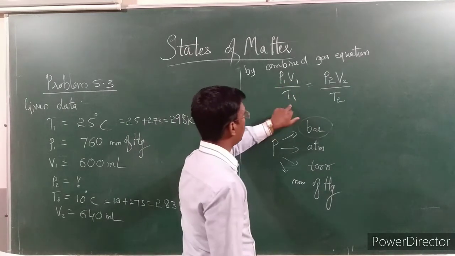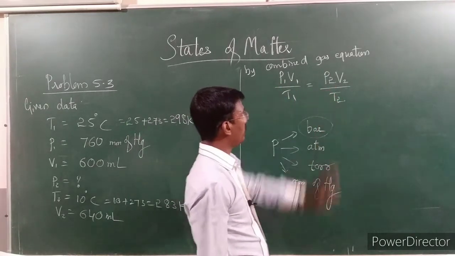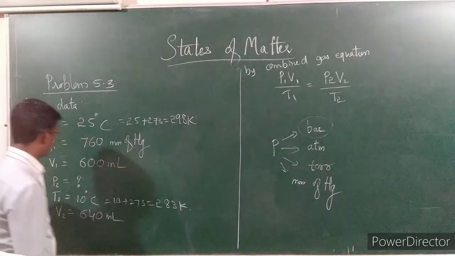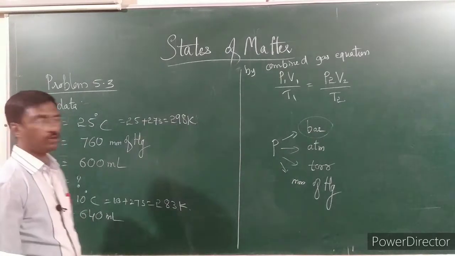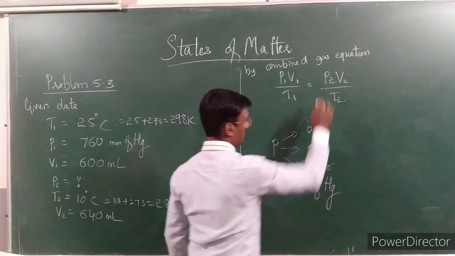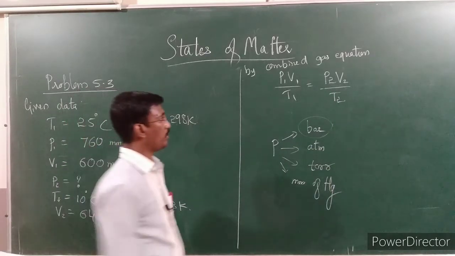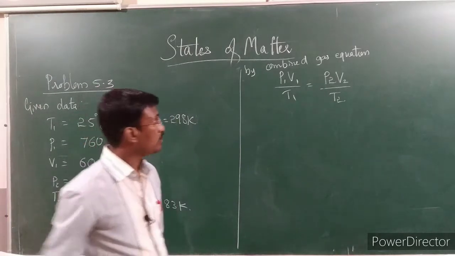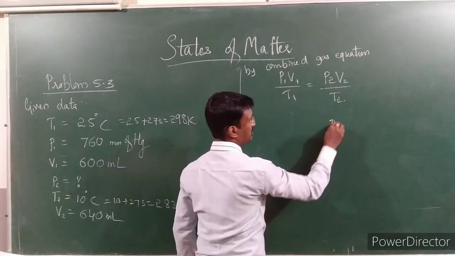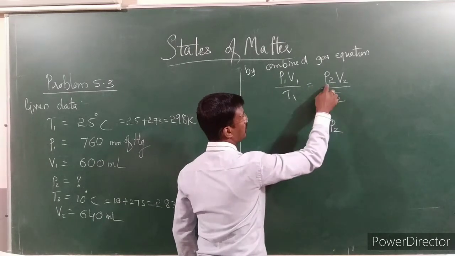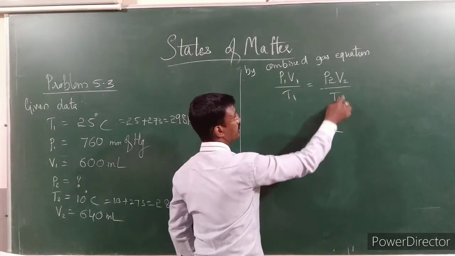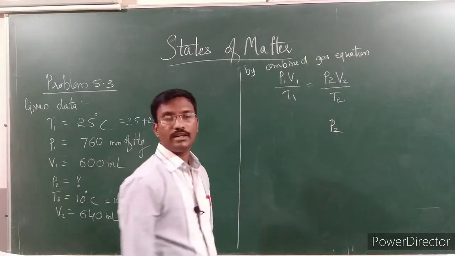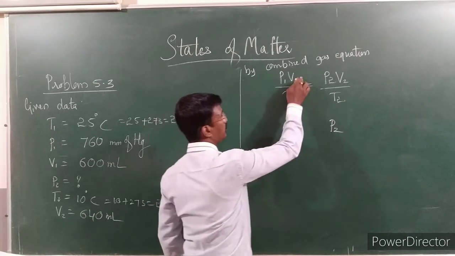So P1V1 divided by T1 is equal to P2V2 divided by T2. Look here, we have all the values except P2. So where is P2? P2 is here, so I have to rearrange the equation for P2. You just put P2 here as it is and send the terms one by one from the right to the left side. First we will send T2. T2 is at the denominator, so on the other side it will move to the numerator.